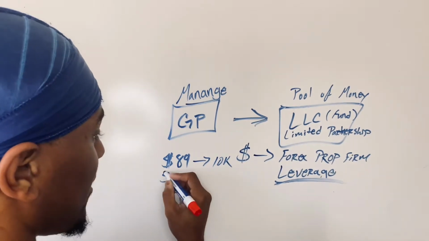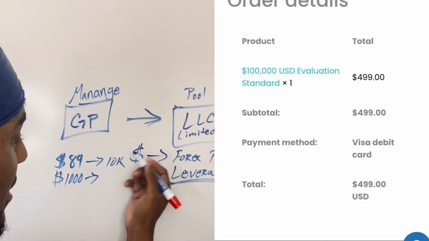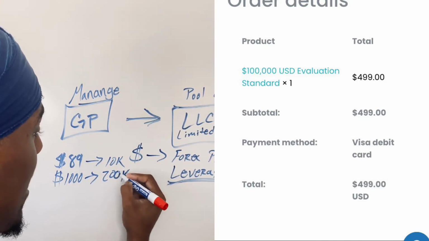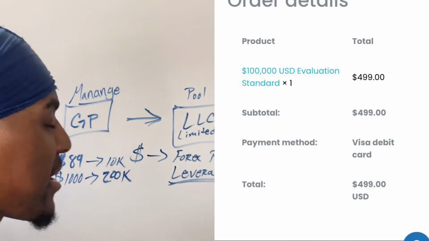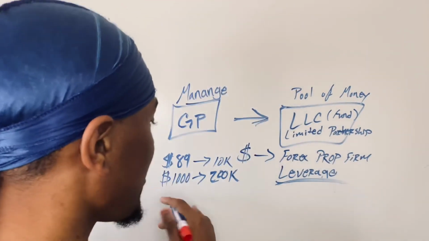For a small fee of, let's say, $1,000, they'll let you manage $200,000, right? Completely sounds crazy, right? You said, Caleb, what's the catch? Well, the catch in this is that there's phases.